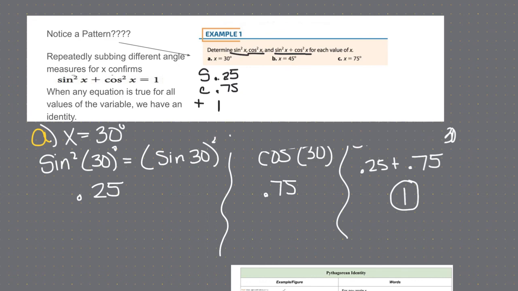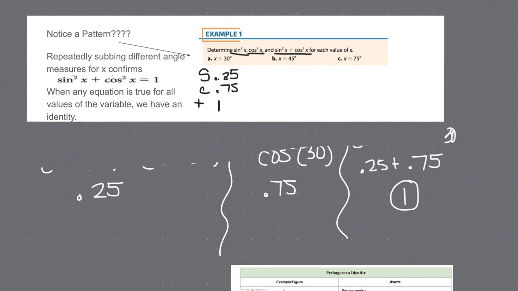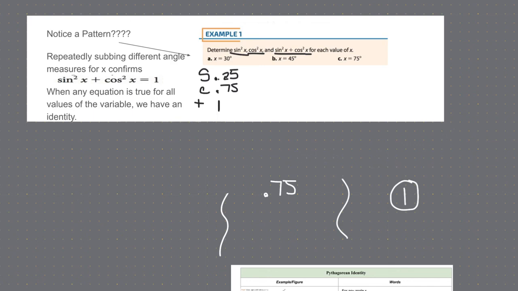I'm going to erase this fun stuff. We'll do part B. Part B, we're going to do the exact same thing, except in this case, we're going to use 45 degrees. And I hope you're remembering and thinking back to those special right triangles. 30, 60, 90 was for A, and B is your 45, 45, 90. All right, so let's look at B.